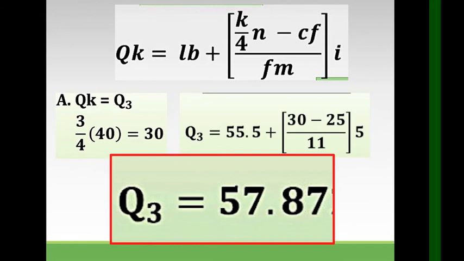So, there's something wrong with our answer, no? It should be 57.77. So, this is wrong. This should be 77. Okay, so let me correct it first. So 57.77 will be our answer for the third quartile or Q3, doon sa ating problem. Okay, for your final answer, you can round off your final answer into nearest hundreds or 2 decimal places.